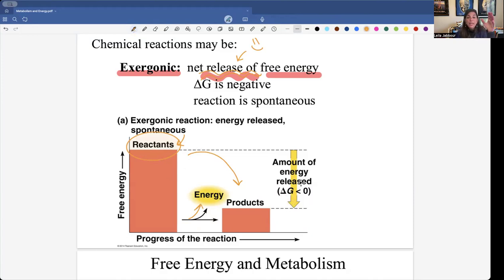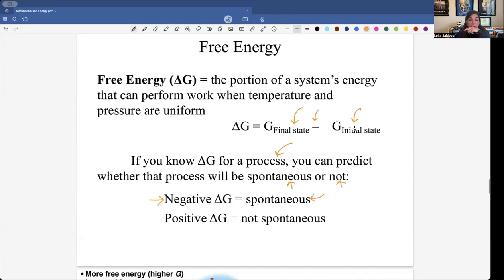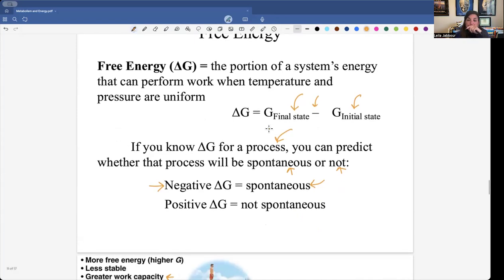is delta G negative. Why? Because the energy at the end is lower than the energy at the beginning. Remember, this is what I said earlier in this slide here. G is for the energy at the end, and G here is for the energy in the beginning. So if the energy at the end is smaller, then you're going to have a delta G that's going to be negative, right? If the final state is smaller than the initial state, you're going to have a delta G that's negative.